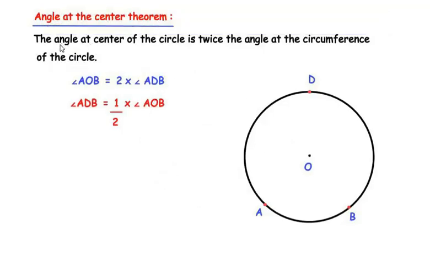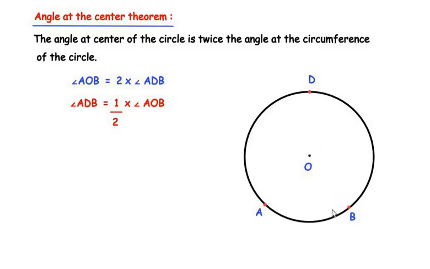And for this, we are going to use a circle theorem, which is the angle at the center theorem. It states that the angle at the center of the circle is twice the angle at the circumference of the given circle. So here we have drawn a circle and marked 3 points on the circumference of the circle, that is A, B and D. And O is the center of the circle.